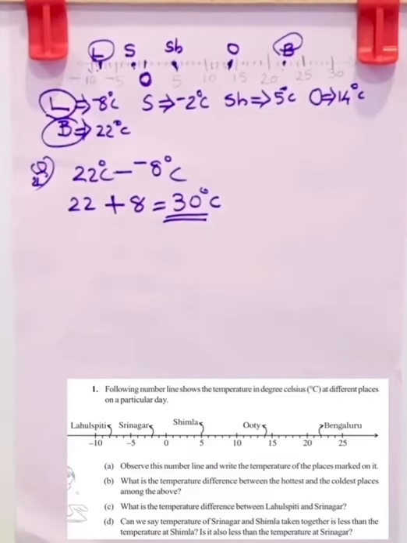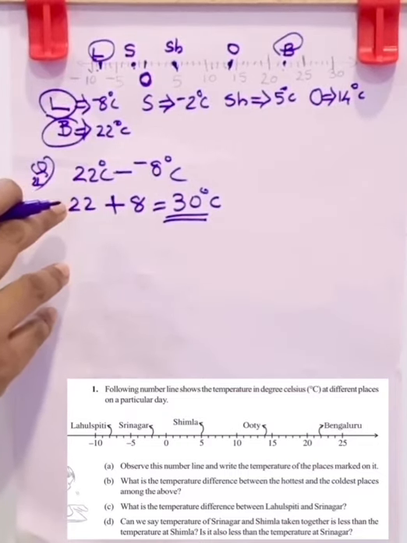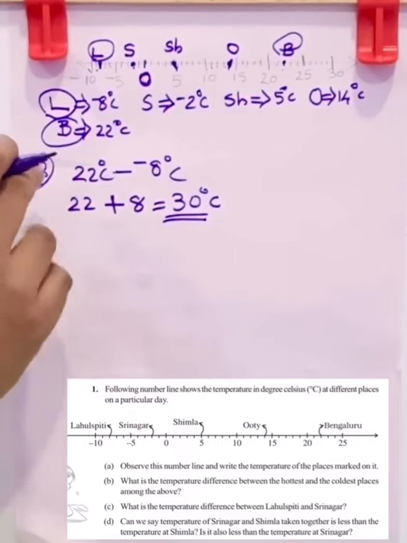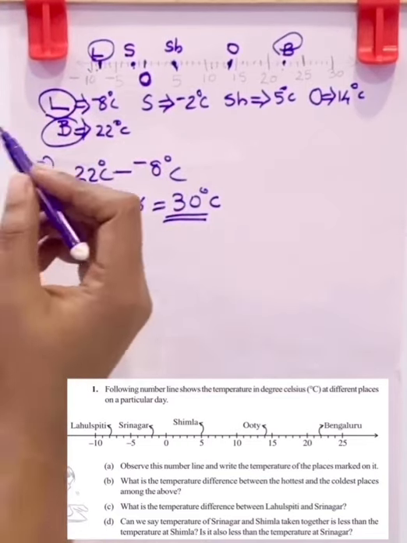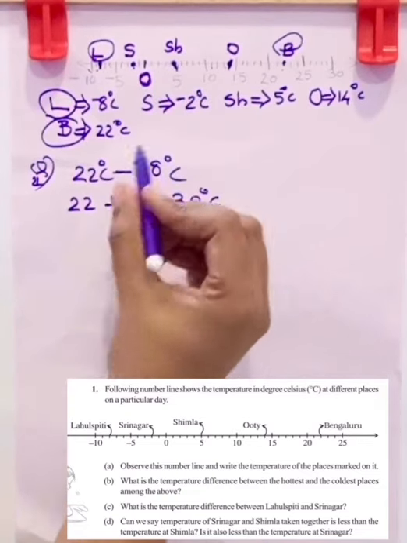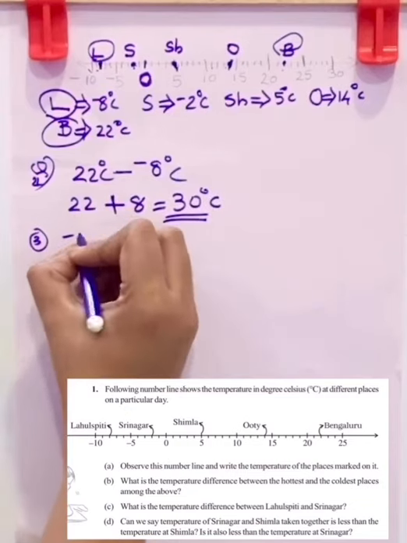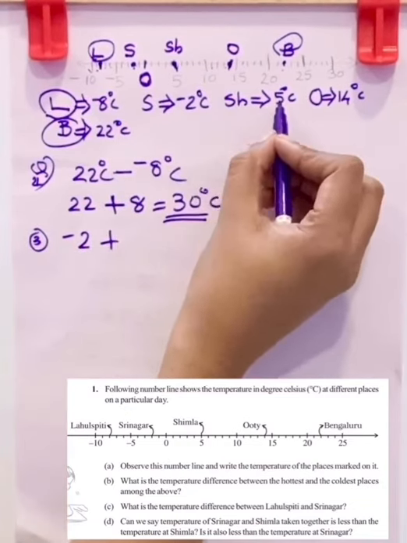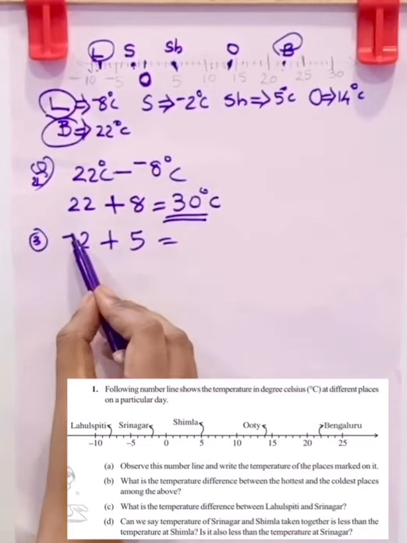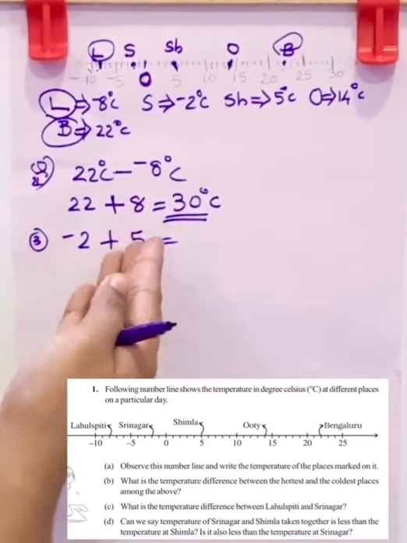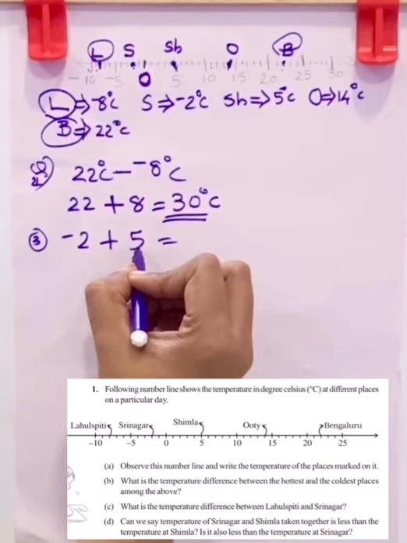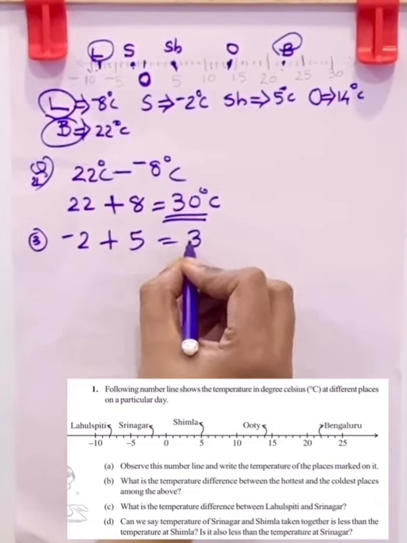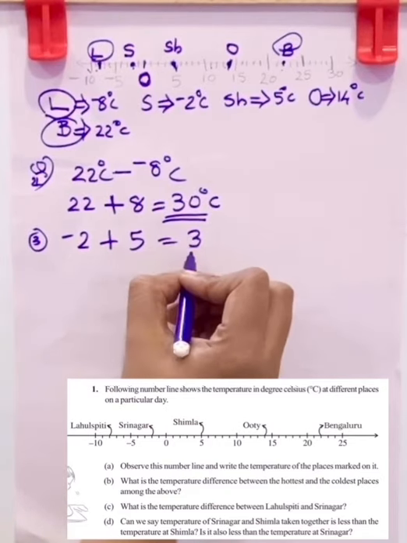Now next, can we say temperature of Srinagar and Shimla taken together is less than temperature at Shimla? That is, you want to take Srinagar and Shimla's temperature together, means you want to add it. Srinagar was -2 plus Shimla's temperature was +5. Now this is one negative and one positive. You want to add it. That is what they told, to take together. Now the smaller number is this, greater number is this. So subtracting 2 from 5, the answer is 3, and greater number sign, that is +3 is the answer.